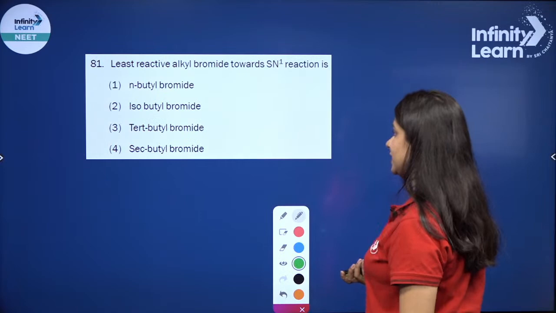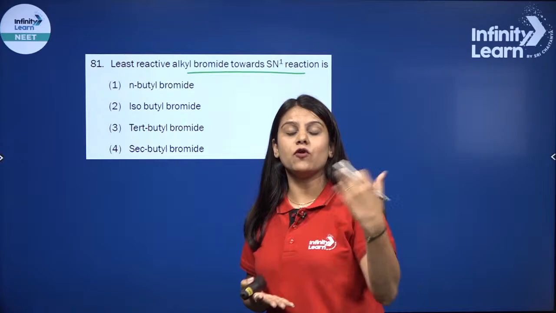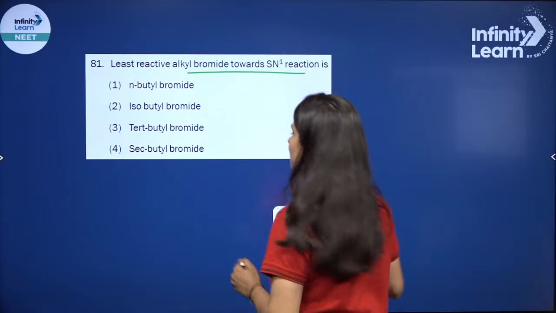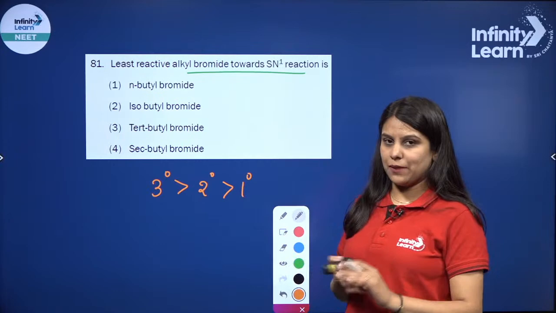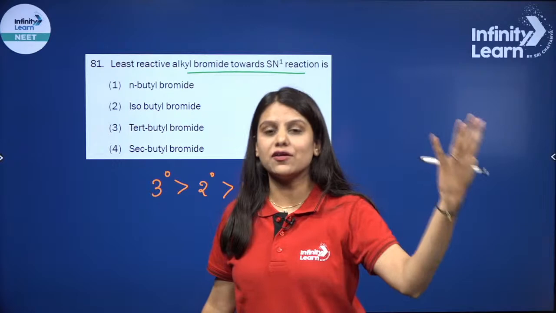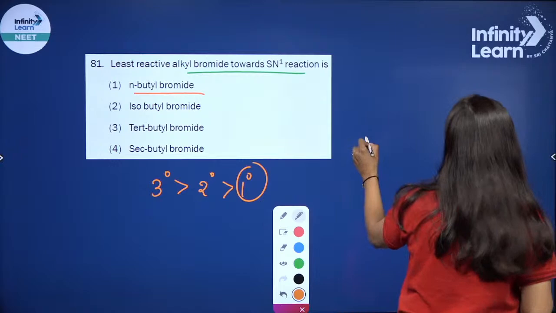Next, the least reactive alkyl bromide towards SN1 reaction is. Now, for an SN1 reaction, what happens? We are looking for the stability of the carbocation. And what is the order of stability? The order of stability of carbocation is 3-degree, 2-degree, 1-degree. Tertiary followed by secondary and then followed by primary. So if we have a tertiary carbocation, the SN1 reaction will be fast. Here they are asking the reverse, least reactive. So we need to identify a primary halide. Now what is this? N-butyl bromide.